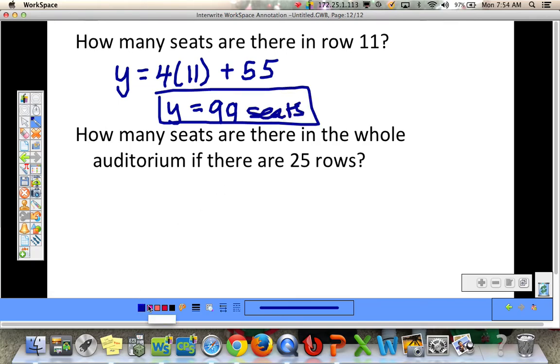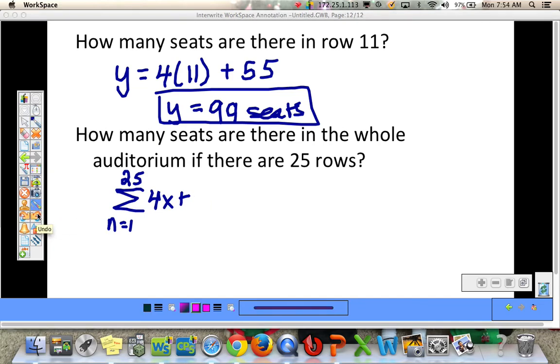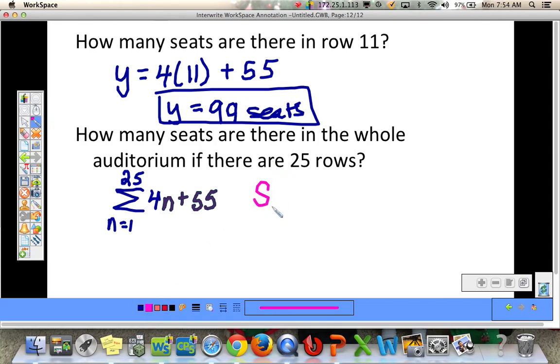How many seats are in the whole auditorium if there are 25 rows? Well, here's our sigma notation. Starting with row 1 up to 25, we'll put our explicit formula here. So really, I should put an n instead of an x, since I started with an n over here. And then to solve this, let's use our sum formula. So the sum of the first 25 rows will be the first row plus the 25th row, times the number of rows.